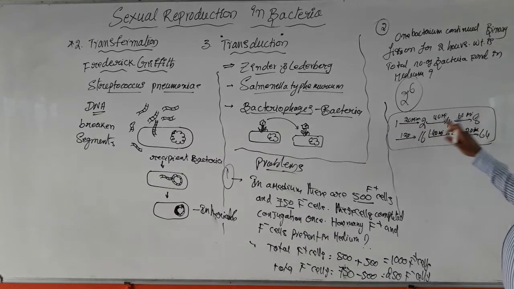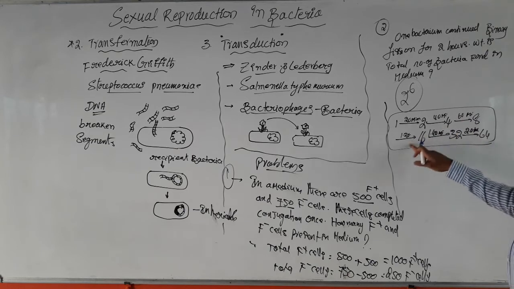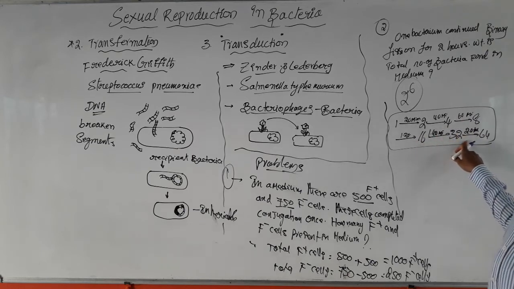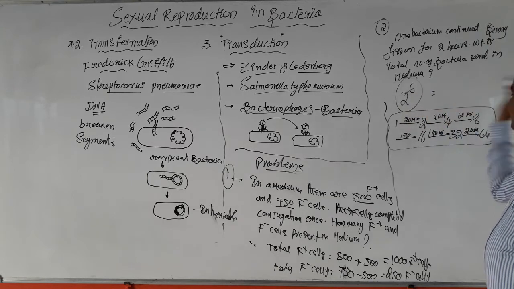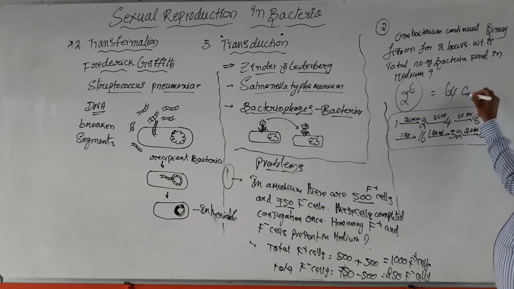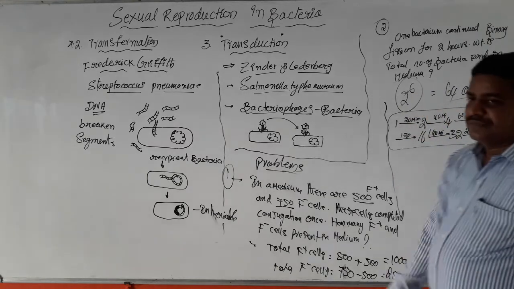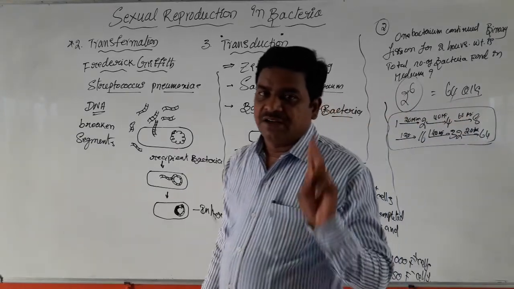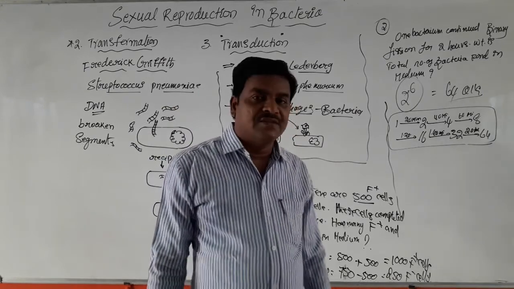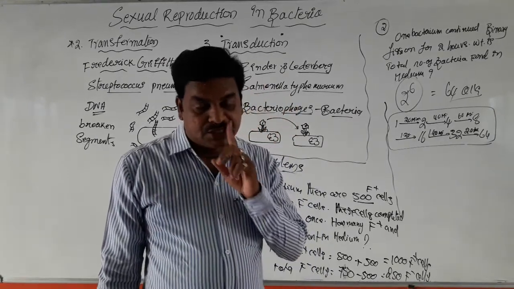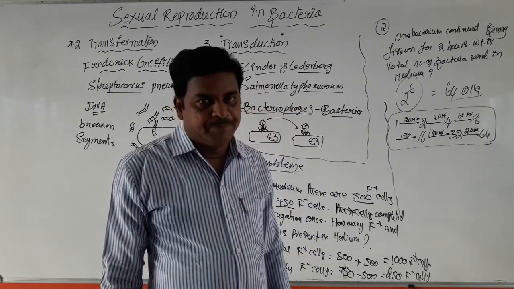Okay, 1, 2, 3 divisions for 1 hour, and 1, 2, 3 divisions for the next hour. Total 2 power 6, that is equal to 64 cells formed. 64 cells are formed in 2 hours. That is 2 power 6.